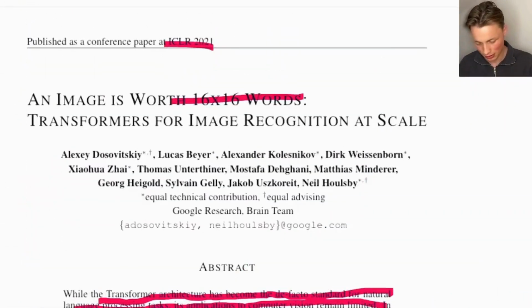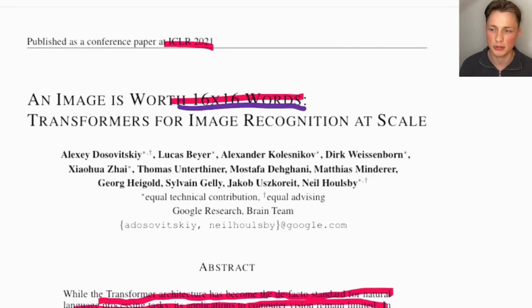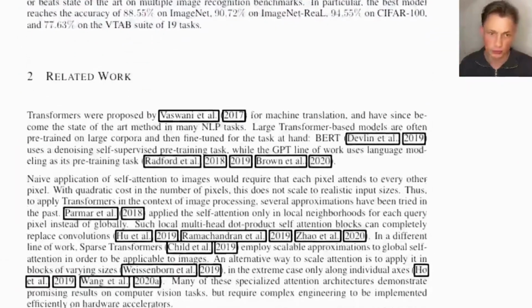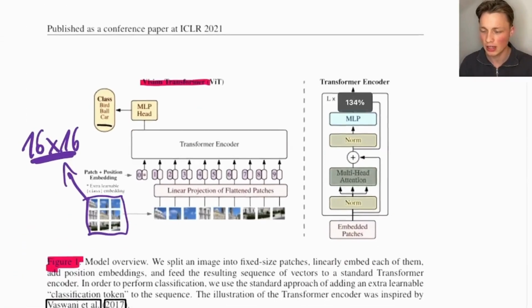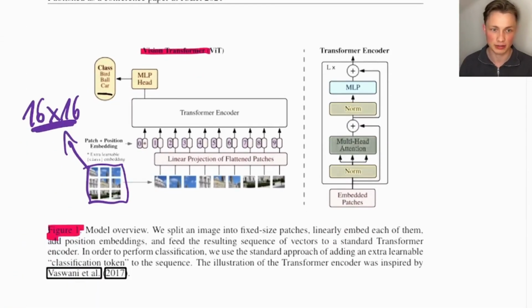Okay, and if we look back at the title of the paper, this is why the authors are saying an image is worth 16 by 16 words, because normally in the language domain, one vector can correspond to a token or to a word, and here 16 by 16 pixels corresponds to one word or one token. Okay, and then we do a linear projection of flattened patches. So what does it mean?